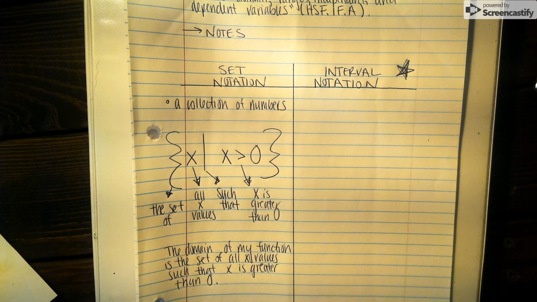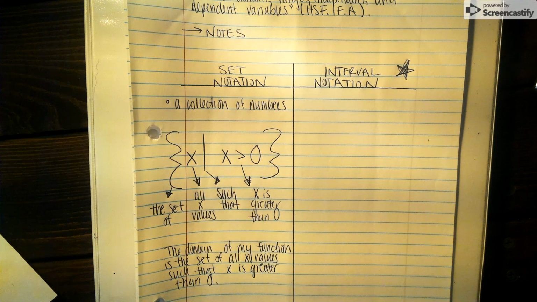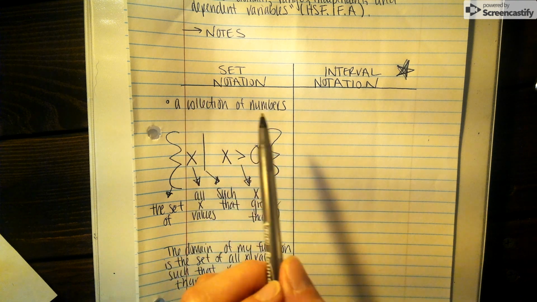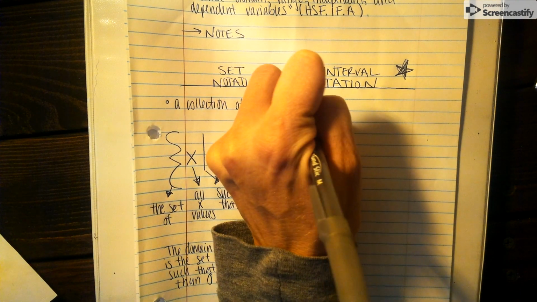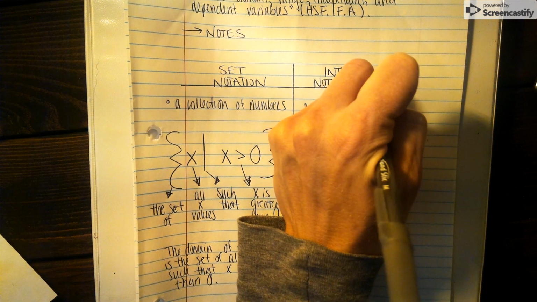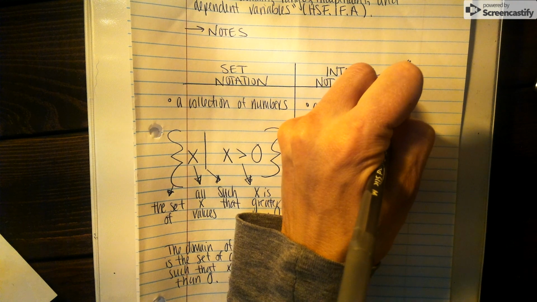Interval notation is a little different because we don't use the fancy brackets. We don't use a bunch of the variables or inequality symbols. You can, but we stray away from that. And so if we use interval notation, instead of saying it's a collection of numbers, we look at a pair of numbers.